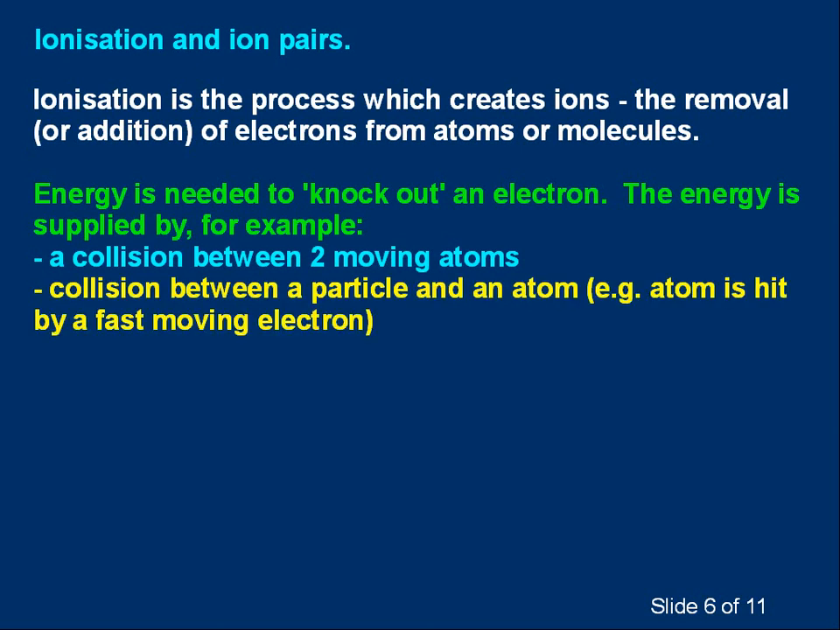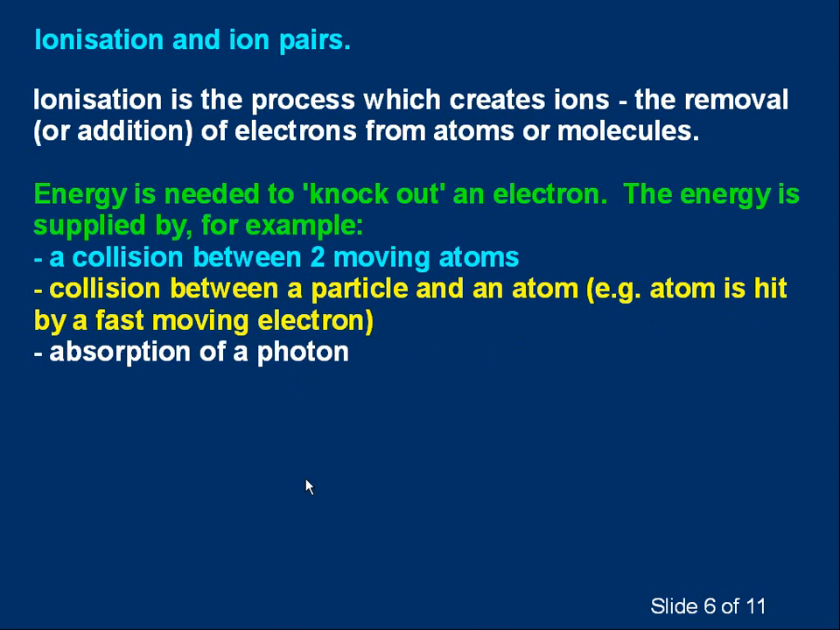It could be a collision between some other particle and an atom. For example, an atom could be hit by a fast-moving electron. It could be a photon that comes along. For example, an ultraviolet photon can be absorbed and its energy used to knock out the electron. And there are other ways. But the important thing is ionisation, knocking out electrons, requires energy to be supplied.